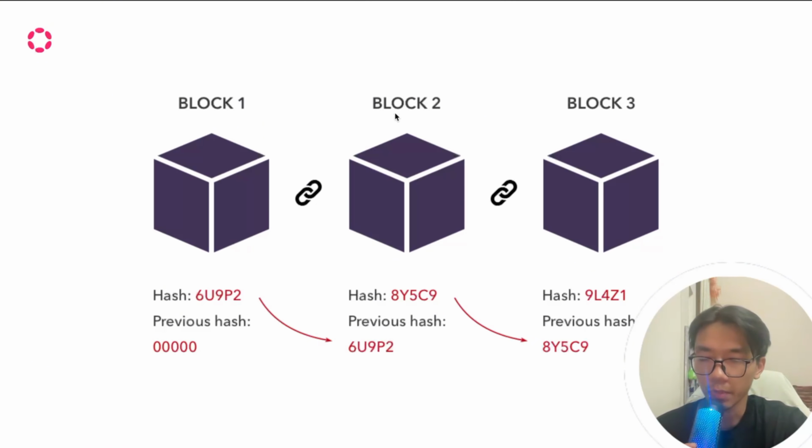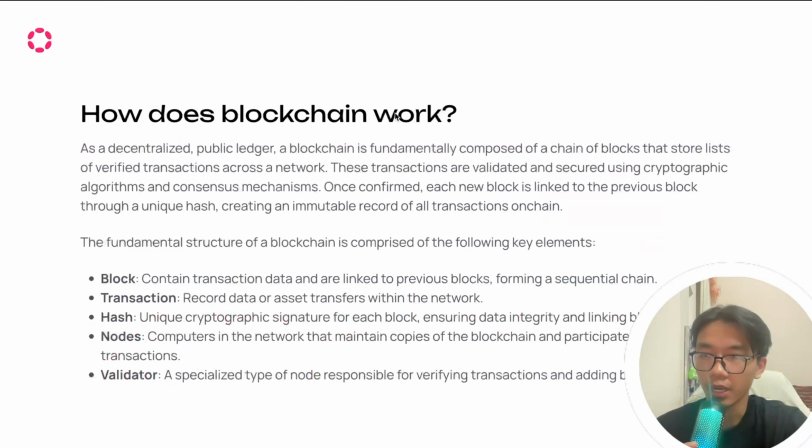We're going to go back to the visualization later, but here let's take a look at the definition mentioned on the Polkadot website. A blockchain is a decentralized public ledger, fundamentally composed of a chain of blocks that store lists of verified transactions across a network. These transactions are validated and secured using cryptographic algorithms and consensus mechanisms.